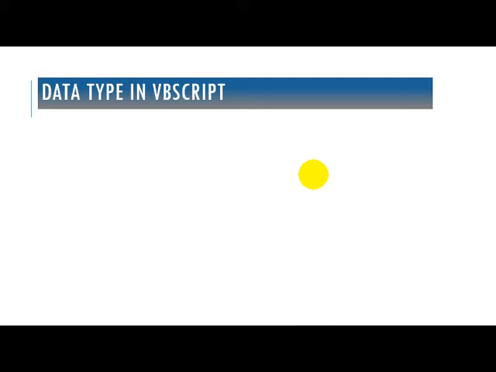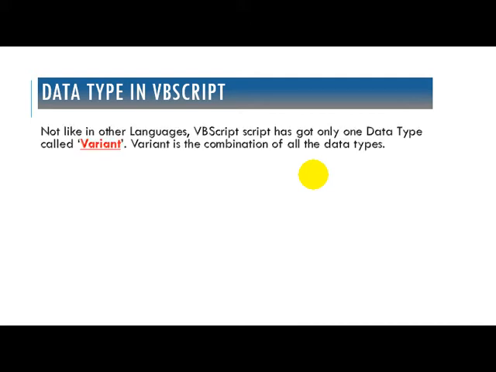But in VBScript we have only one data type, not like other languages. In other languages we have too many data types, but in VBScript we have only one data type. That is called variant. Whatever is highlighted there, here.